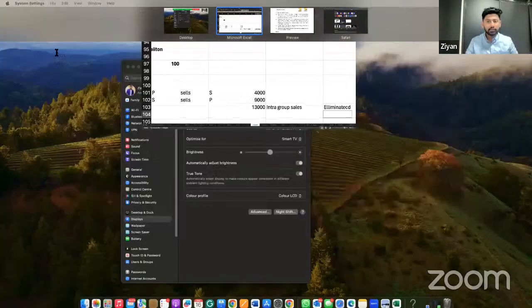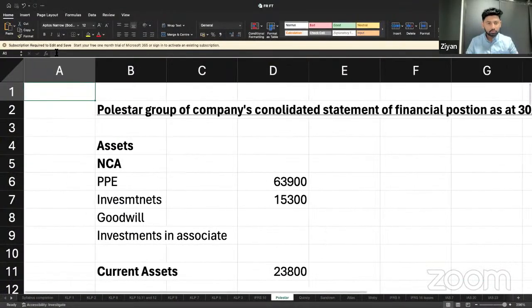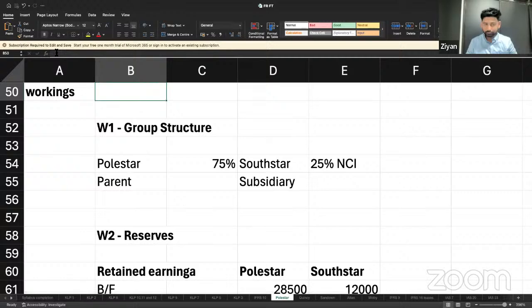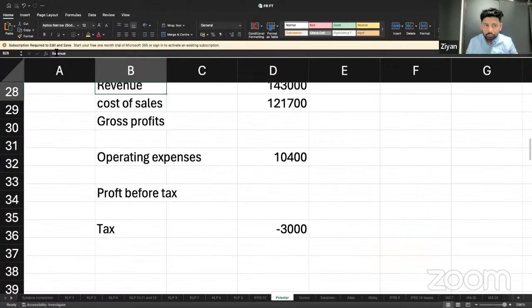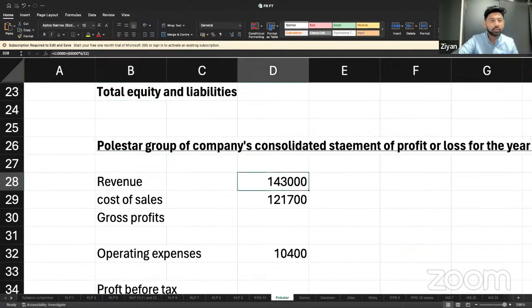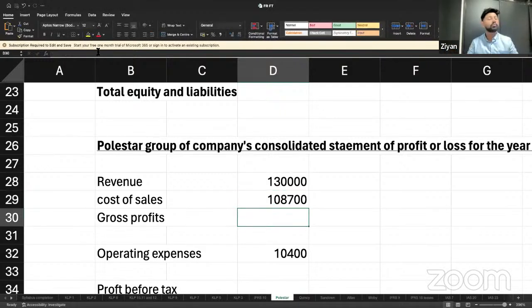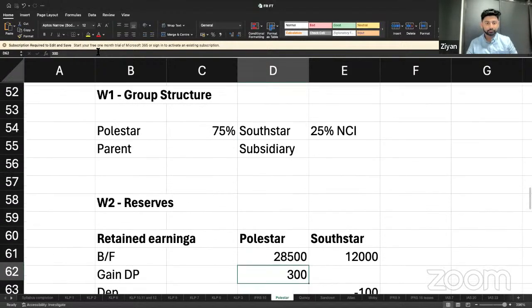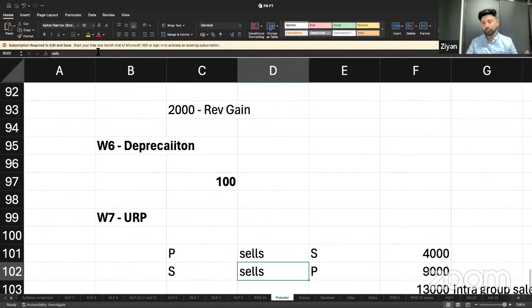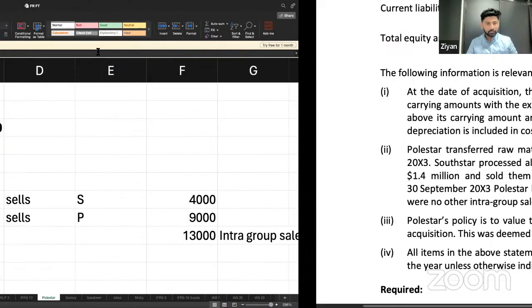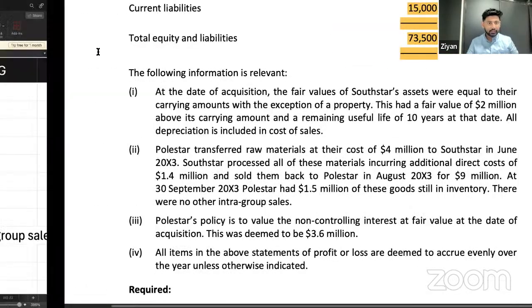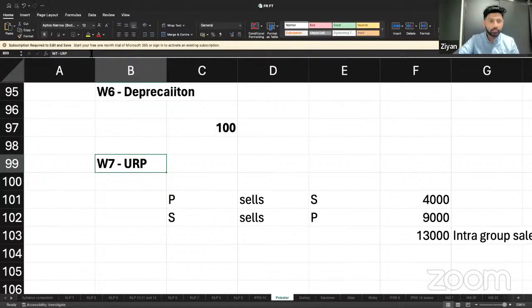How do you eliminate? Intergroup sales from revenue and cost of sales. We already studied this. Nothing new. Eliminated. Are we clear? And then what do they say? Technically, guys, it's URP and intergroup sales.